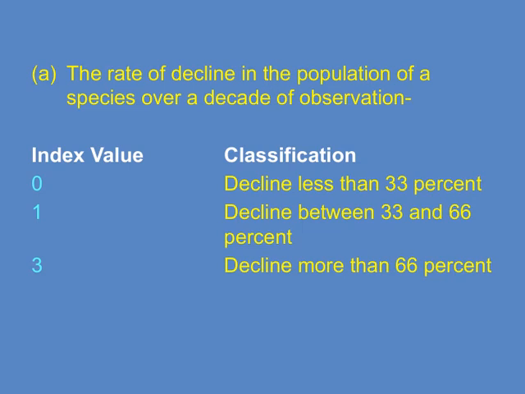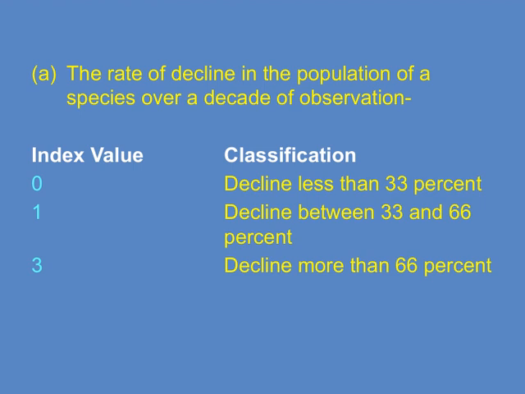Now, let's take a closer look at the rate of decline in a species population over a decade of observation. On this slide, we have an index value that helps us classify how much the population has decreased. An index value of 0 indicates a decline of less than 33%, which suggests a relatively moderate decrease. When the index value is 1, it signifies a decline between 33 and 66%, pointing to a more significant reduction that could impact the species' survival.